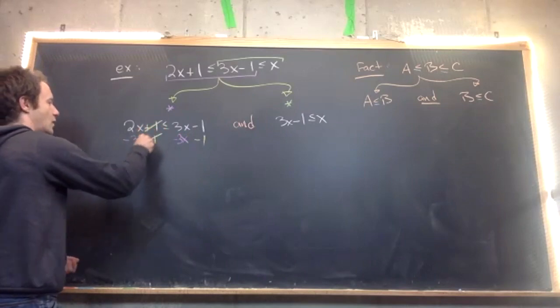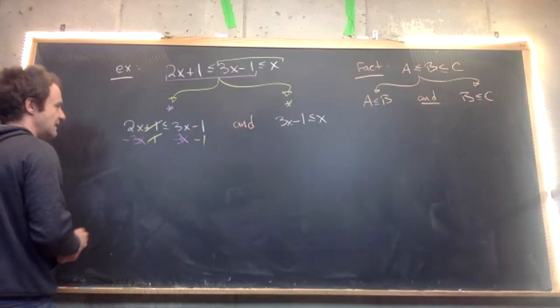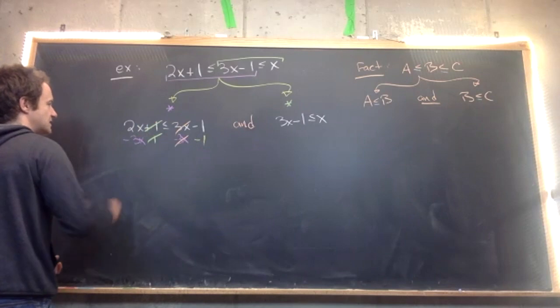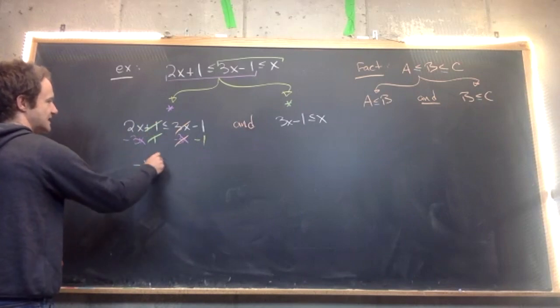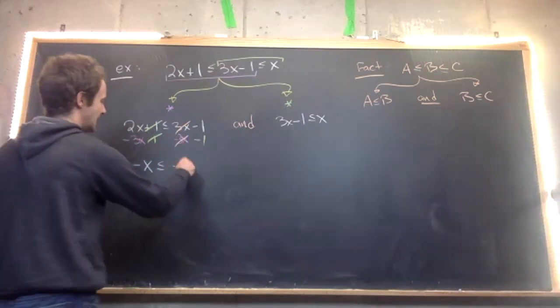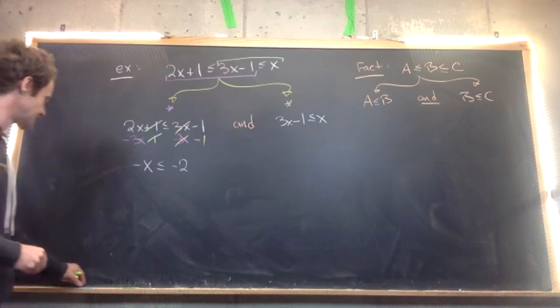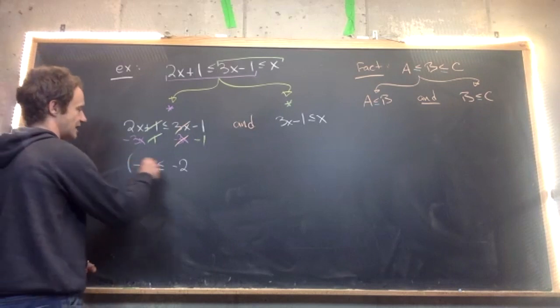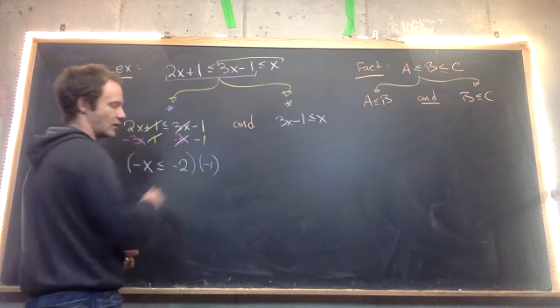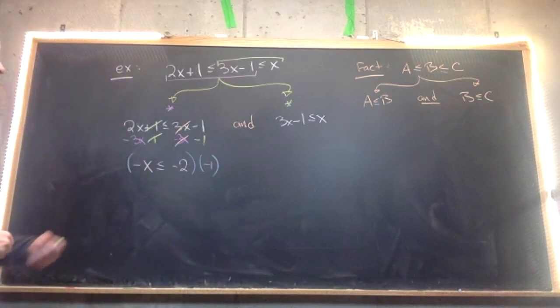So this 1 and 1 will cancel. And then this 3x and 3x will cancel. So we're going to be left with negative x is less than or equal to negative 2. But now we don't really want negative x. We want a positive x. So what we can do is take this entire inequality and multiply by negative 1 to change the sign, or divide by negative 1. It's like the same thing.